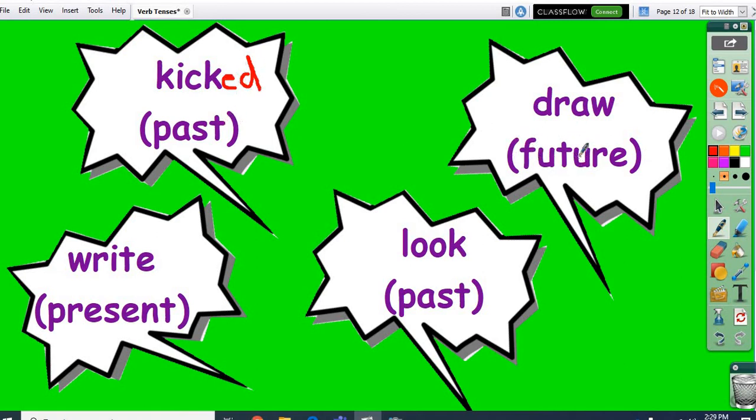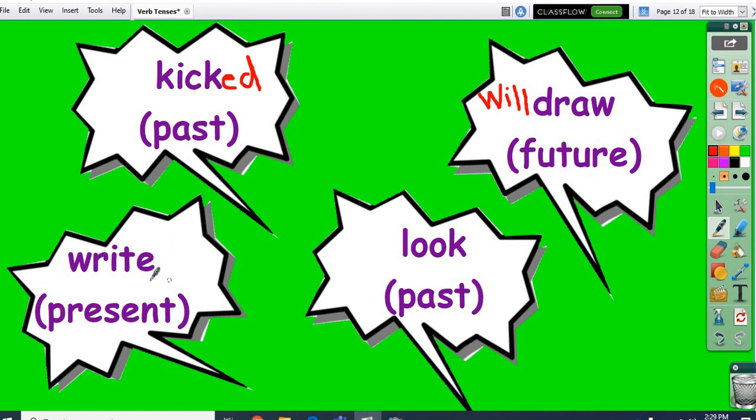Oh, do you remember what to do if it's future? Yeah, you got to put will. We will draw a picture. You haven't done it yet, but you will draw it. That's future. Alright, in present.